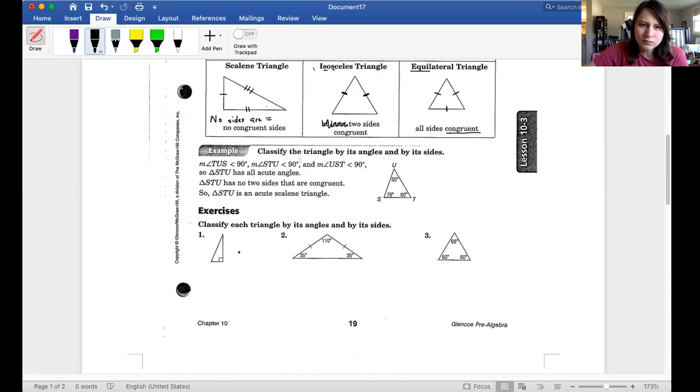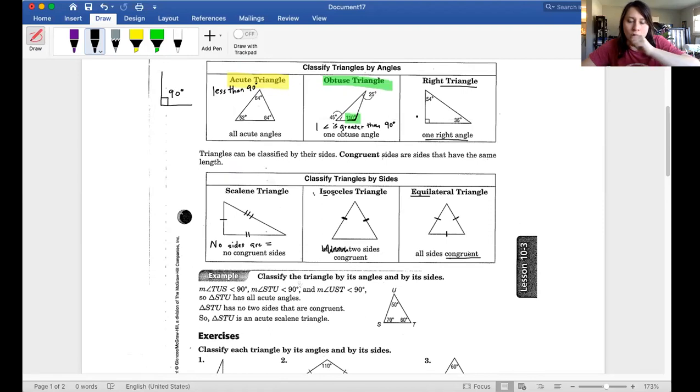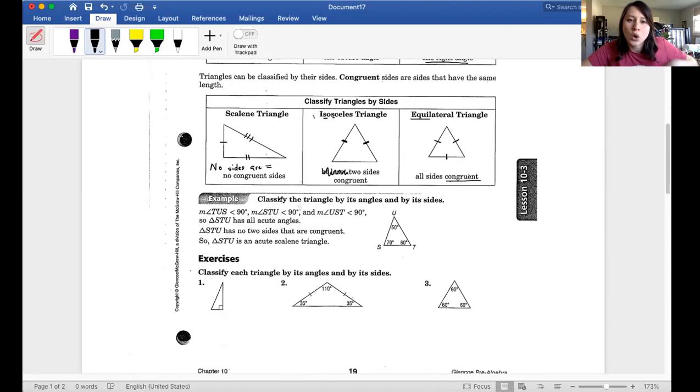Number one, it doesn't look like any of the sides are the same measurement. If they were, they would probably put some markings on there so it would tell us. So this is definitely a scalene, and we see a right angle. So this is a right scalene triangle. So we're going to write, it's a right scalene triangle, okay? Number two, ooh, it looks like we have two markings that are the same, so that shows that this is isosceles.